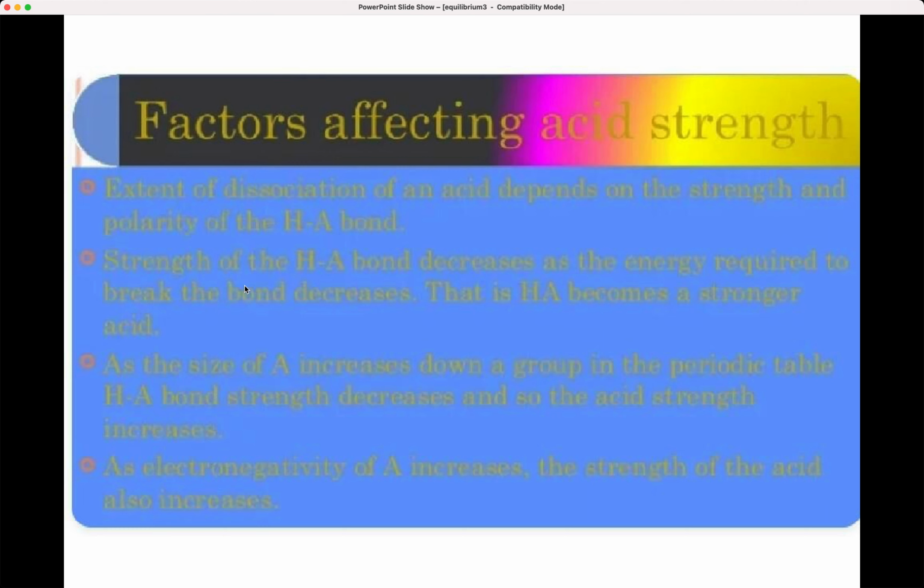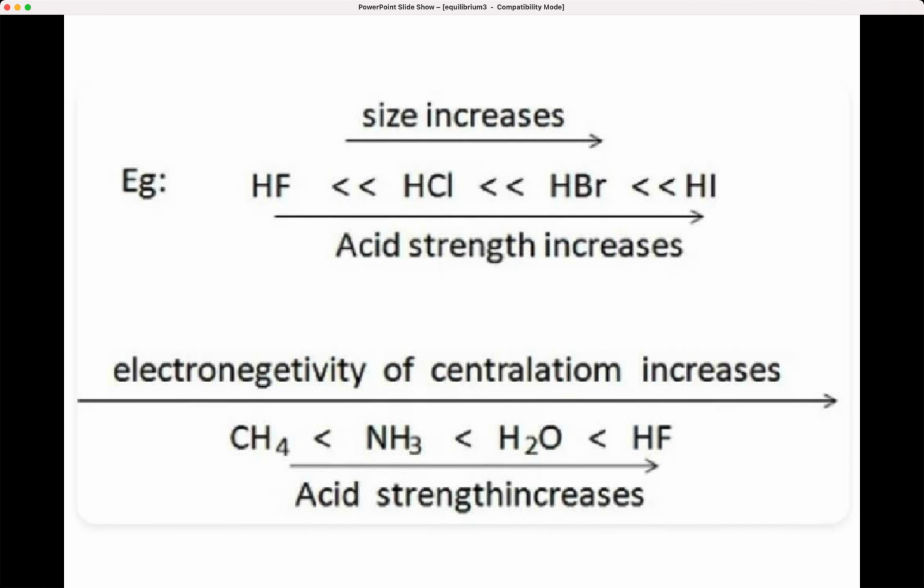Remember that A is for atom and H is hydrogen. As the electronegativity of A increases, the strength of the acid also increases. All acids contain a hydrogen atom. For instance, HCl contains H, HNO3 also contains H. So a proton, or hydrogen atom, is present in all acids. Now size increases in this order, and the acid strength also increases: HF, HCl, HBr, HI. Along this direction, the strength of the acid increases.